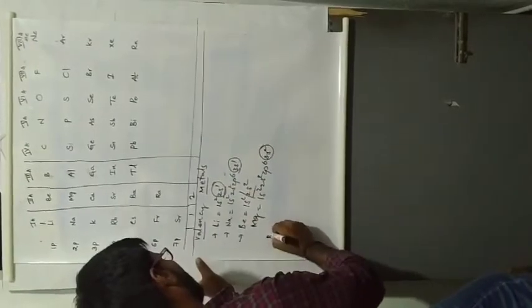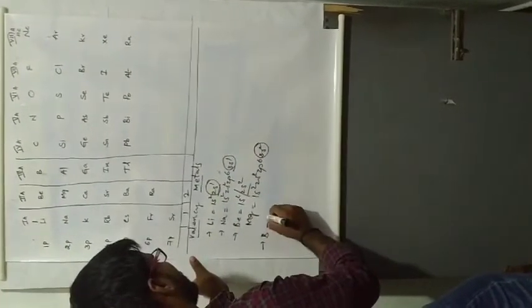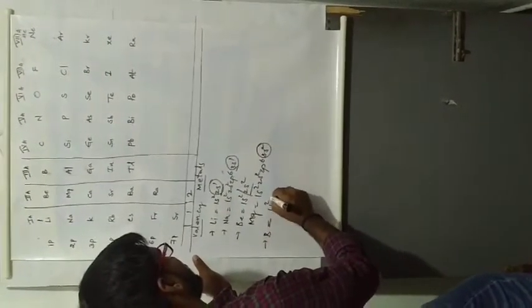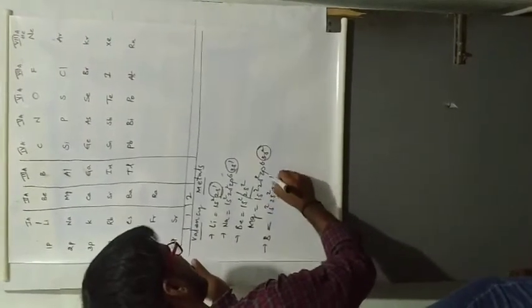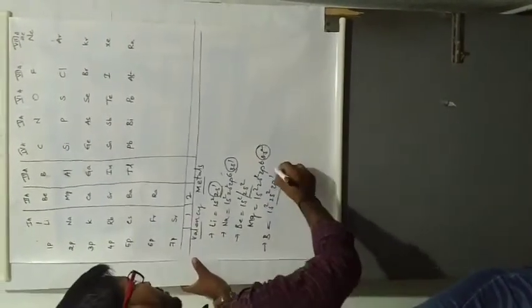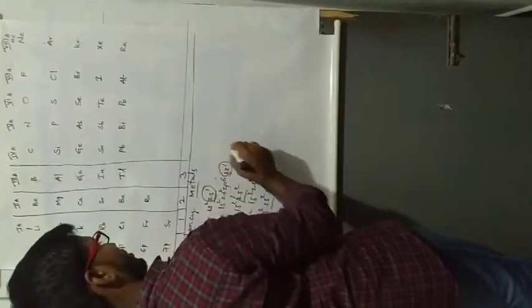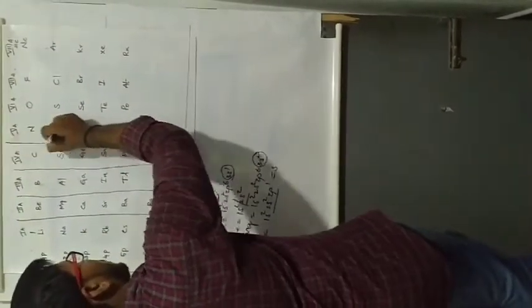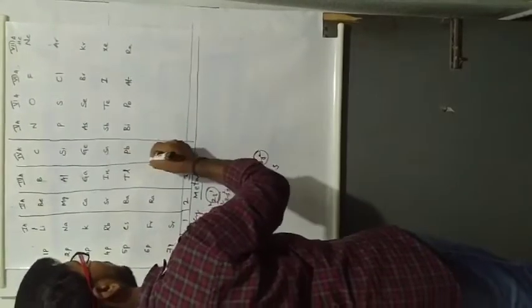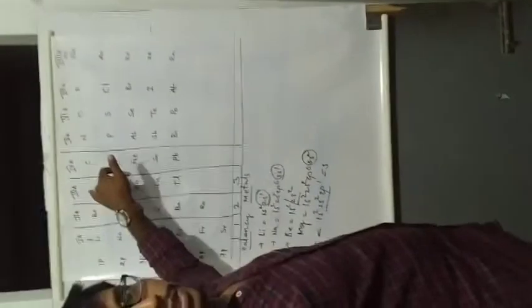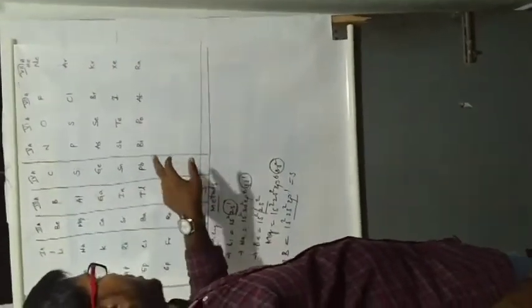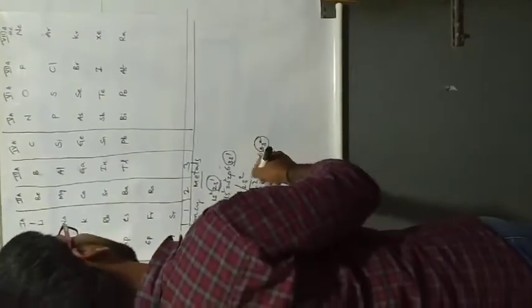Boron. Electronic configuration 1s2, 2s2, 2p1. So the outermost electrons are 3 electrons. The valency is 3. And aluminum also same, 3. So the first group, second group, third group contain all metals. So fourth group, these are non-metal atoms.